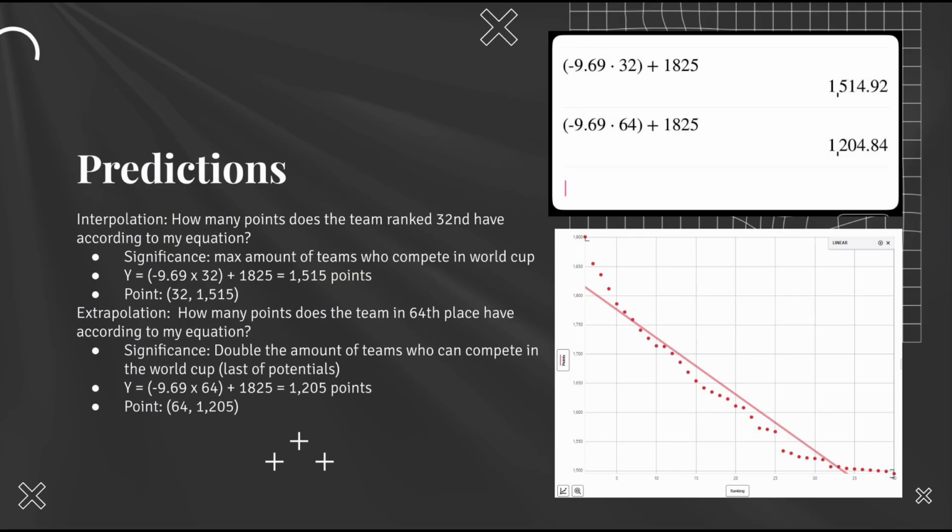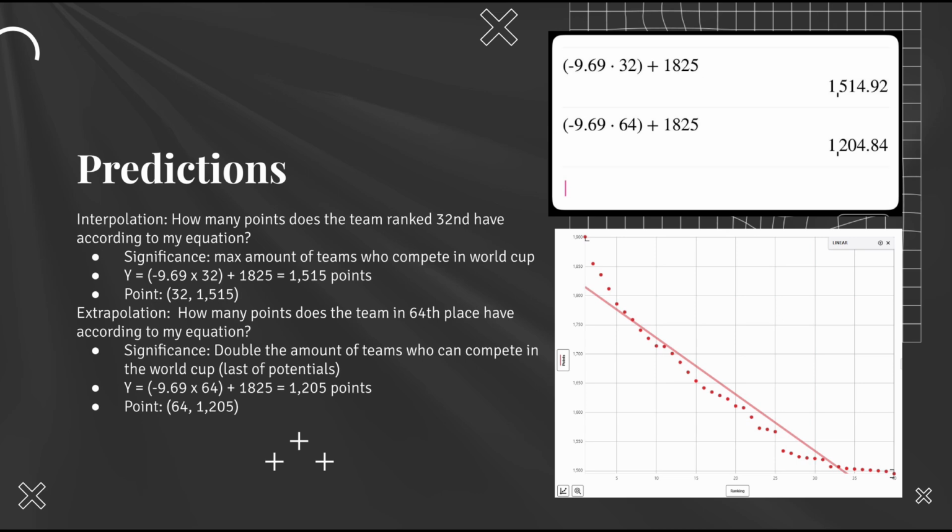For my interpolation, I just had to answer the question, how many points does the team ranked 32nd have according to my equation? This is significant because the max amount of teams who can compete in the World Cup is 32. And for the answer to this question, I got the 32nd ranked team should have 1,515 points.